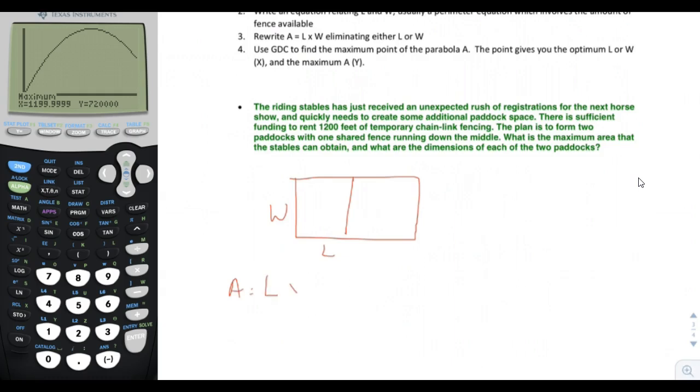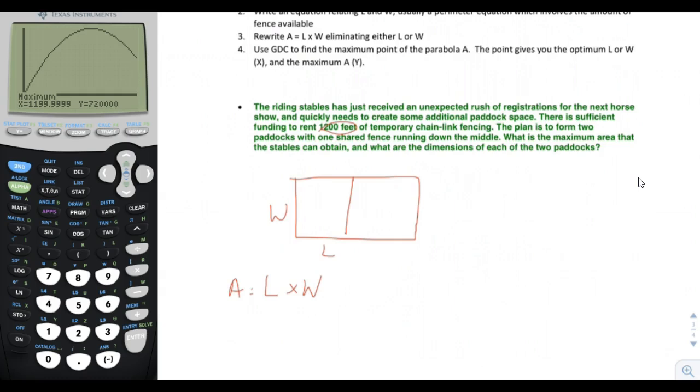What's the formula for area? Hey, there it is again. Length times width. There it is again. Okay, how do we eliminate width? We are going to make an equation which relates width to length. How do we do that? Well, by the fact that we have 1,200 feet of fence available.